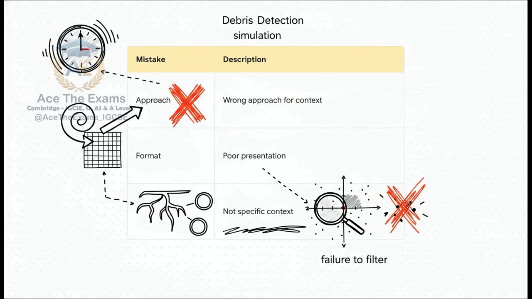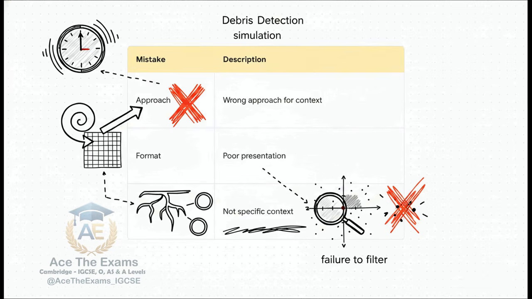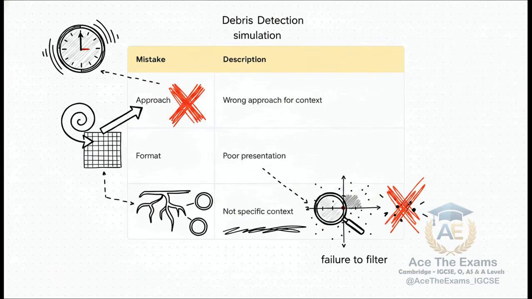Moving to Simulation 2, Debris Detection. Scan this table carefully. Your objective is to identify the specific sentence where a sample student answer falls below compliance standards. Here are the 3 categories. First up is approach. A classic trap in complex numbers is using the polar form when the context clearly demands Cartesian or vice versa. If you pick the wrong one, your whole system fails.